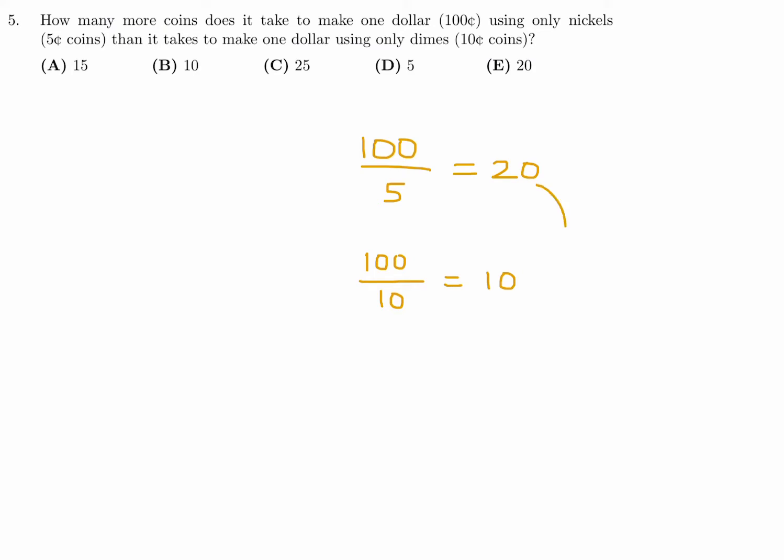So they're saying how many more nickels do you need than dimes in this particular scenario? Well, you need 20 nickels, but you only need 10 dimes, so you need 10 more nickels. So the answer is 10. So number 5, that would be choice B.